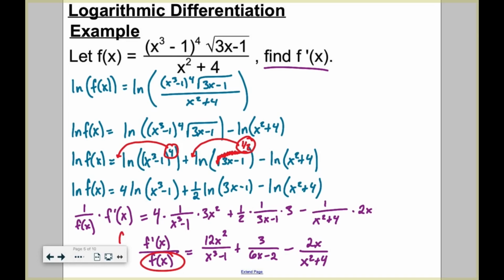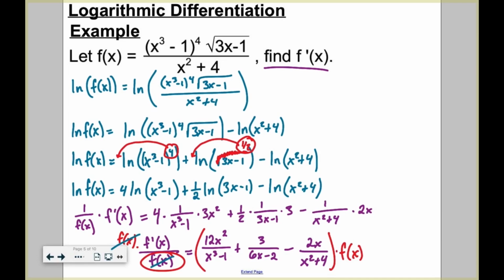So if we multiply both sides by f of x, the f of x in the denominator would cancel out with what we're multiplying by, giving us f prime of x by itself.